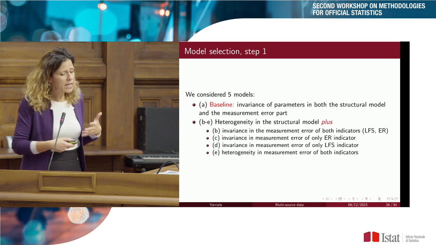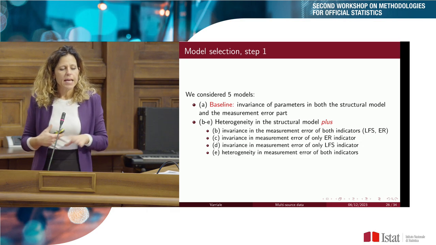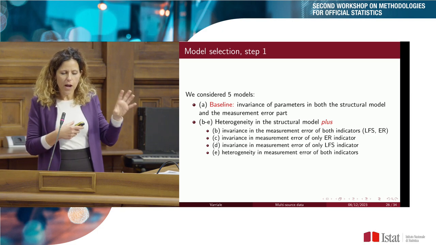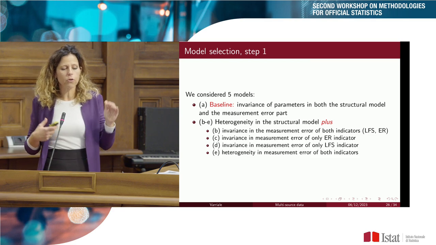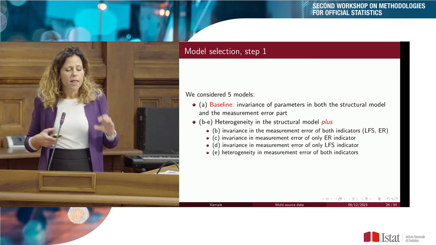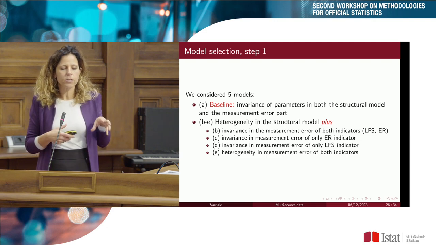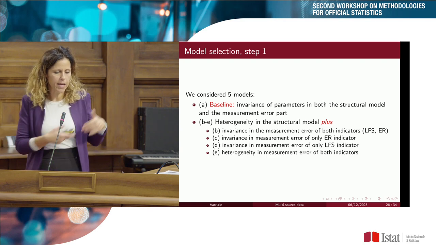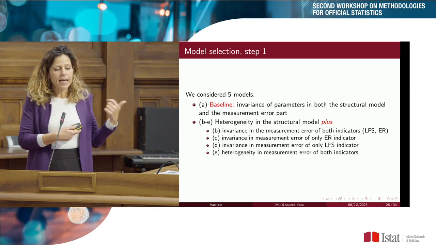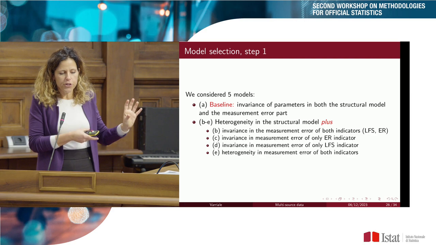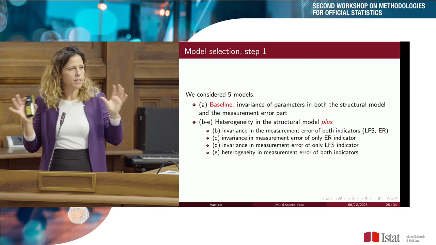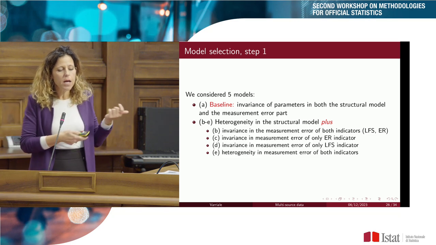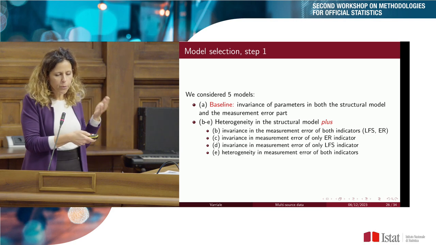In the first step, we had five models. In the baseline, we assume invariance of the parameters in both the structural part, so the latent state part, and the measurement error part. Then we have four models where we assume heterogeneity in the structural part with different specifications of the measurement part. I won't go into details because we don't have time. We chose the model with heterogeneity in the structural part, because we cannot assume that the two countries have the same patterns in terms of the real contract type process, but with invariance in the measurement error of both indicators.